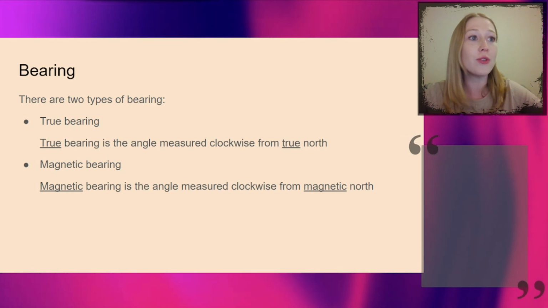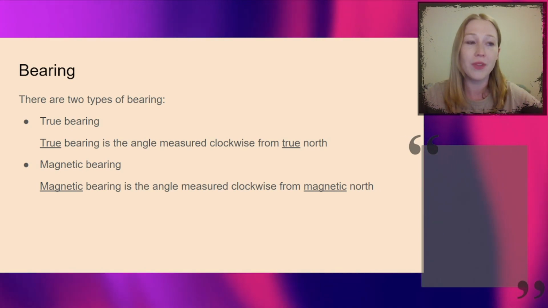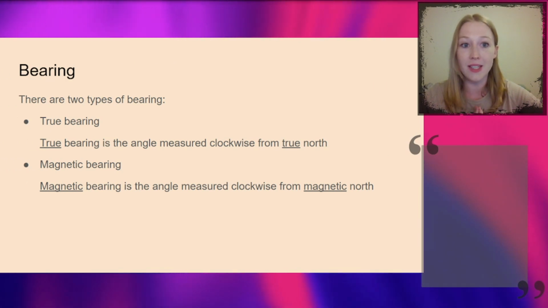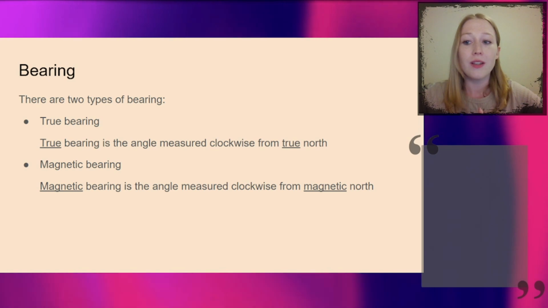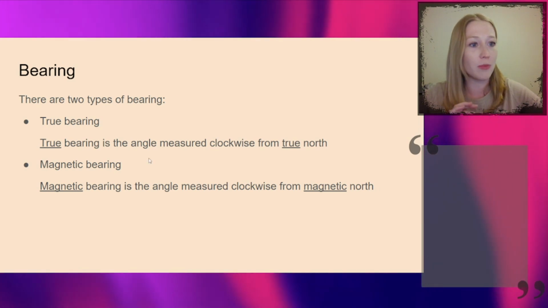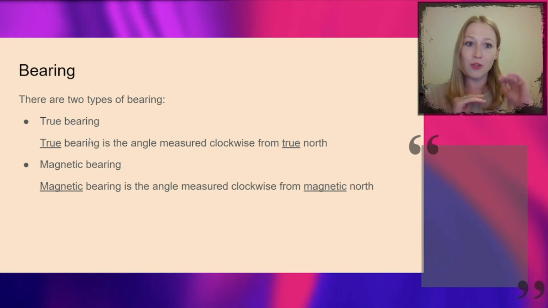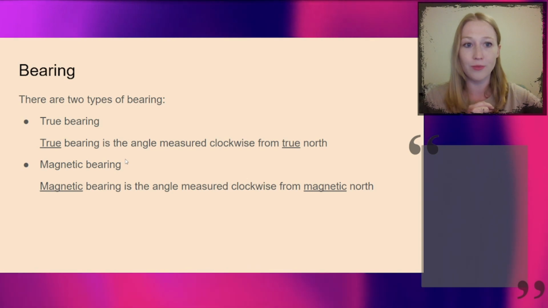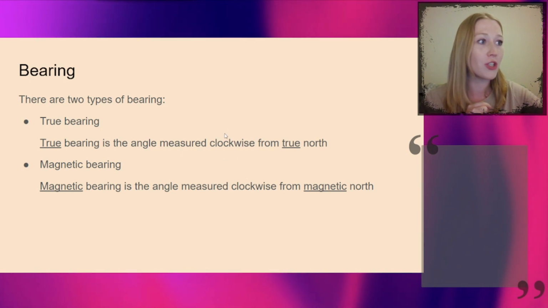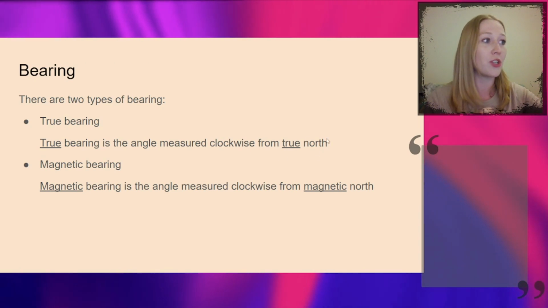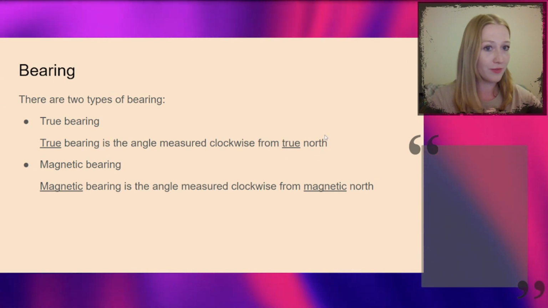And we have two different types of bearing. The one is true bearing and the other is magnetic bearing. They are both a clockwise measurement. So you'll notice I've got the two definitions underneath each other. Both of them are an angle. They're both measured in a clockwise direction, and they're both measured from north.